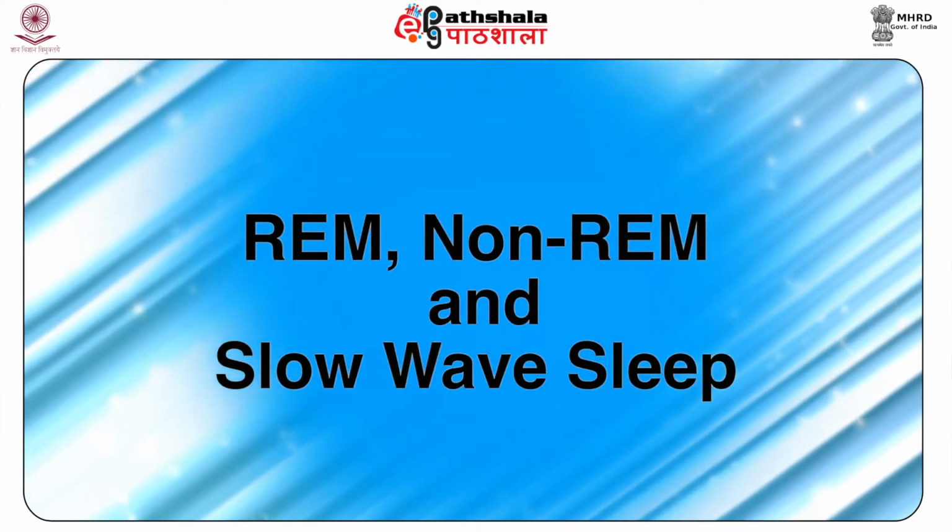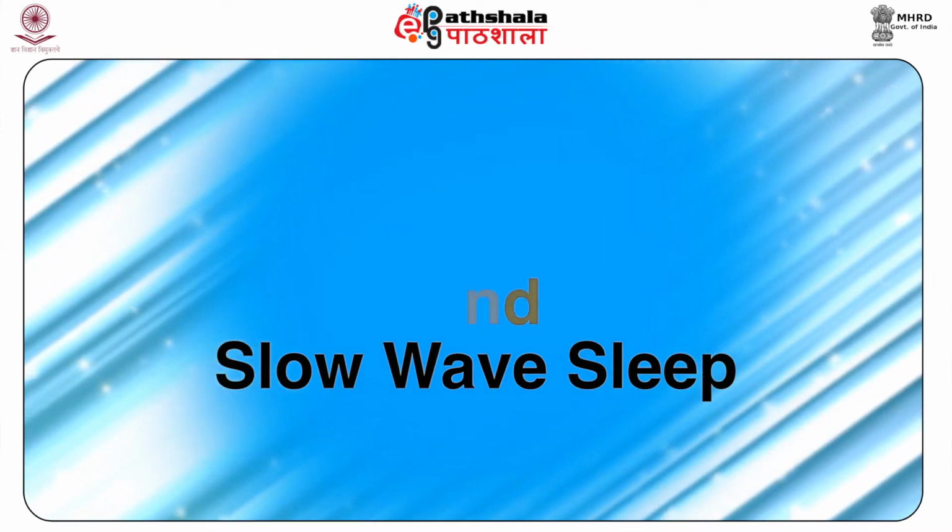REM, non-REM and slow wave sleep. Stage 1 to 4 are known as non-REM sleep. Stage 3 and 4 are known as the slow wave sleep because of the delta activity. It is also accompanied by high amplitude. Stage 4 is the period of deepest sleep when an individual cannot be easily aroused. If awakened during REM, the individual reports that he had been dreaming. The dreams have a narrative quality and a story-like progression.